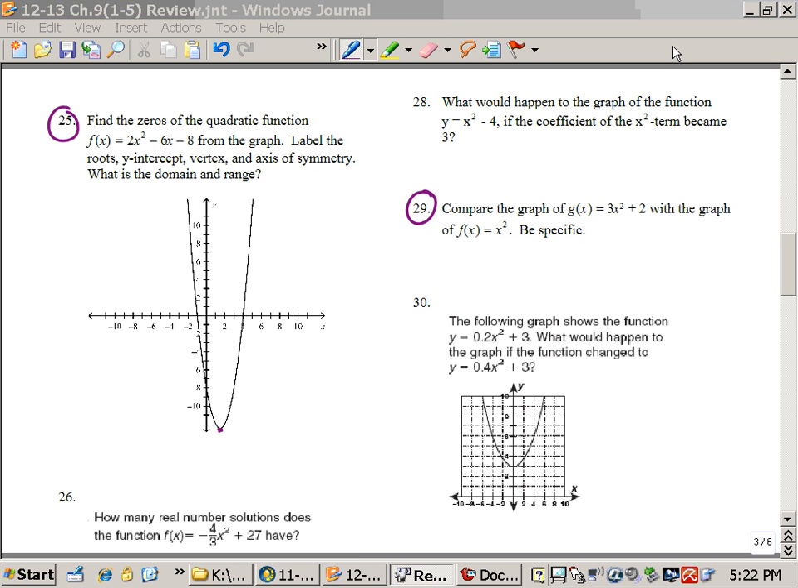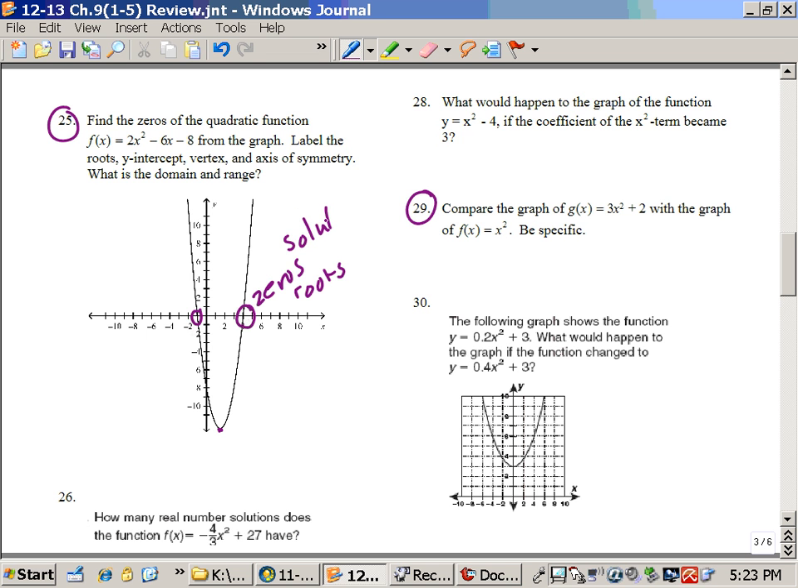Next, we're going to look at number 25. We have to find the zeros of the quadratic function, looking at the graph. So this says label the roots. Okay, this and this are considered zeros. They're also called roots. They're also called solutions. Can you think of anything else? One more thing, they're also called x-intercepts. So all of those words are interchangeable at this point.